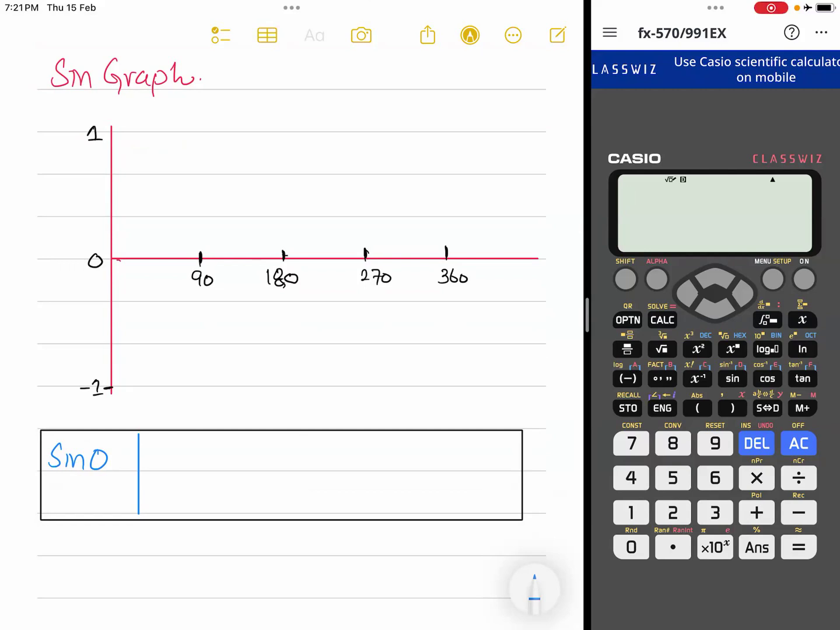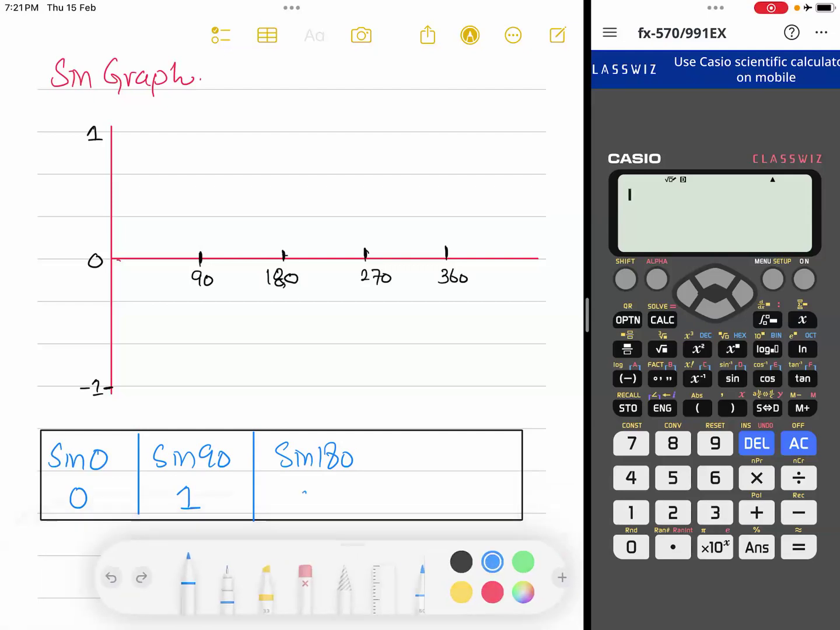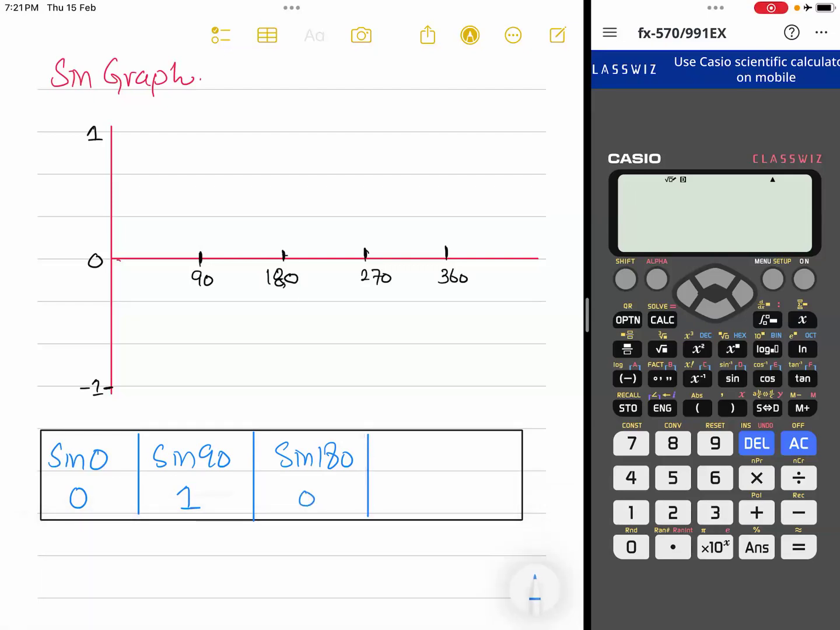Sine 0 is what? 0. Check sine 90. It's 1. Check sine 180. It is... sorry, it is 0. Sine 180 is 0. Sine 270, Hamad, it is -1. You can check in your calculator along with me. And sine 360 is also 0.